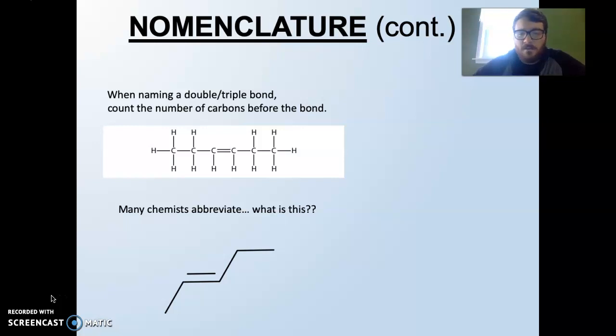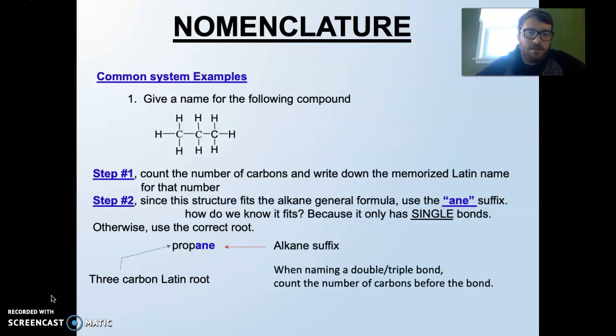We're still talking about chemical nomenclature, and we recently talked about how you count the number of carbons, so there's 3 carbons. You look at the Latin prefix, that's prop. It's got all single bonds, propane.